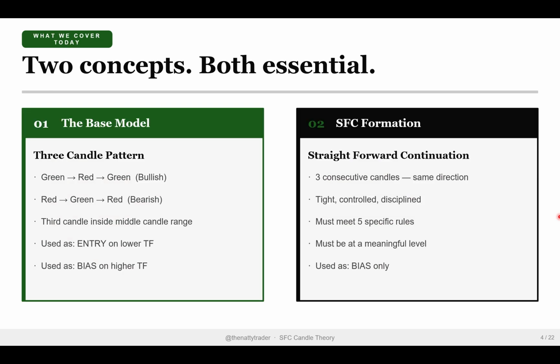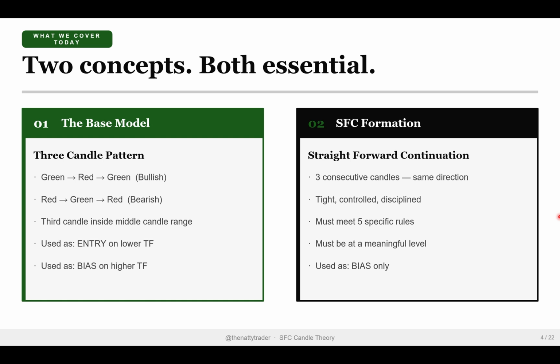So in this video, we're going to talk about 2 concepts. The first concept is the base model and the second concept is the SFC formation. The base model is pretty simple: there's a green candle, red candle, green candle, and then a red candle, green candle, and red candle. The base model is used as an entry on lower time frames and as a bias on higher time frames. What is a bias? A bias is the view that we have for the market, whether it's going to go up or go down. That's it.